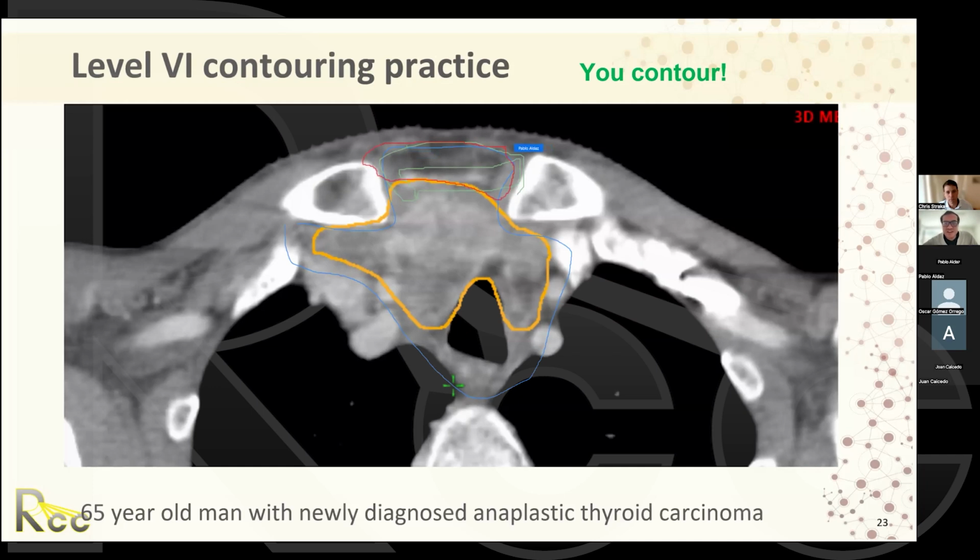Chris, do you want us to contour only the lymph node space or also with the tumor?